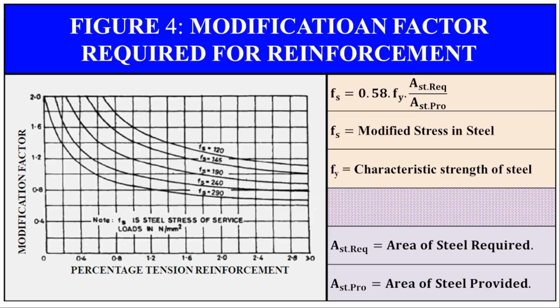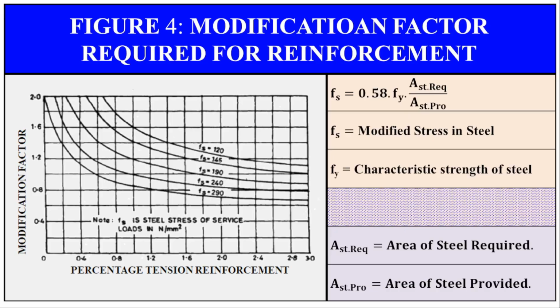Now, let's concentrate our focus on the graph. This graph enables engineers to determine a suitable modification factor. This determination is based on the percentage of tension reinforcement provided, which is plotted on the horizontal axis. By knowing the estimated service stress in steel, denoted as Fs and represented by the curved lines, and the calculated percentage of tension reinforcement, one can locate the intersection point on the graph. From this intersection, you can read off the corresponding modification factor on the vertical axis.